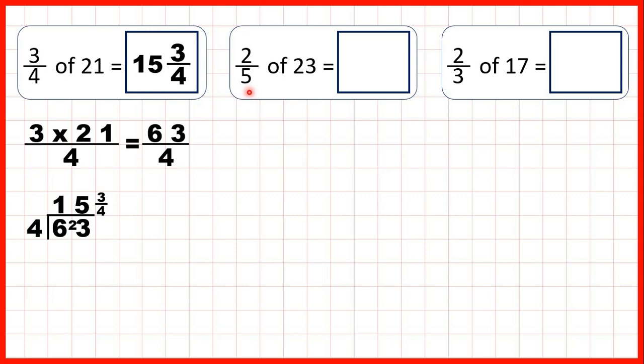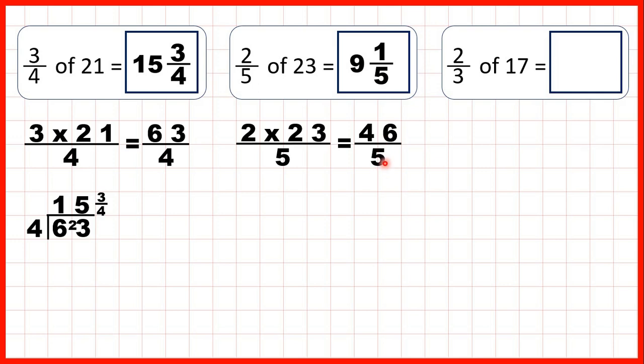Now we need to find 2/5 of 23. So we can write that out as 2 times 23 over 5, because we're going to multiply by the numerator and then divide by the denominator to get a mixed number as our answer. So 2 times 23 is 46, so we can show the division as an improper fraction, 46 over 5. Now 46 divided by 5 is 9 remainder 1, and the denominator stays the same. And we can check: 9 times 5 is 45, plus 1 is 46, so our answer is 9 1/5.